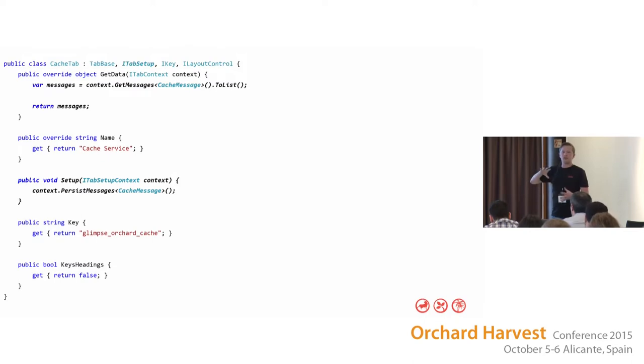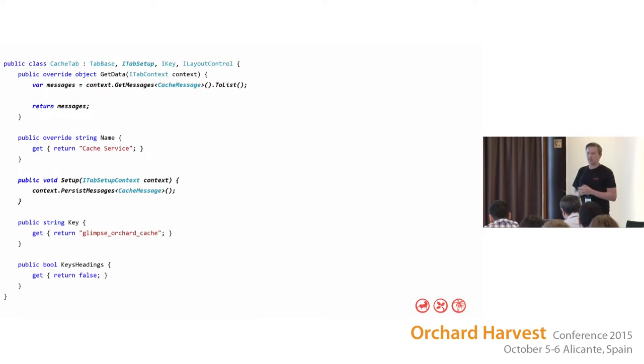Every kind of configuration that you want your tab to have, every behavior you want it to have, all you've got to do is add an interface to your class and implement it. In most cases, it's just a single method. Like we see here, we've got ITabSetup, and we're telling it to just persist the cache messages.